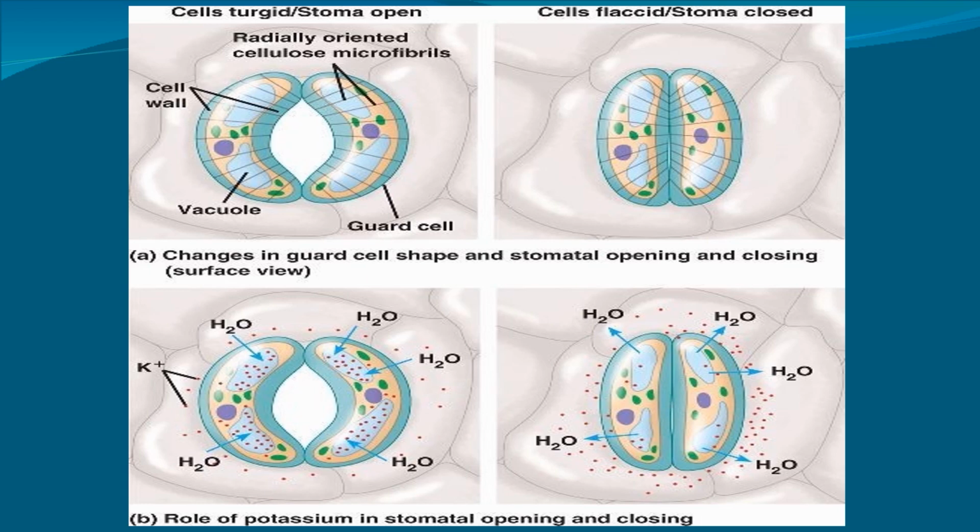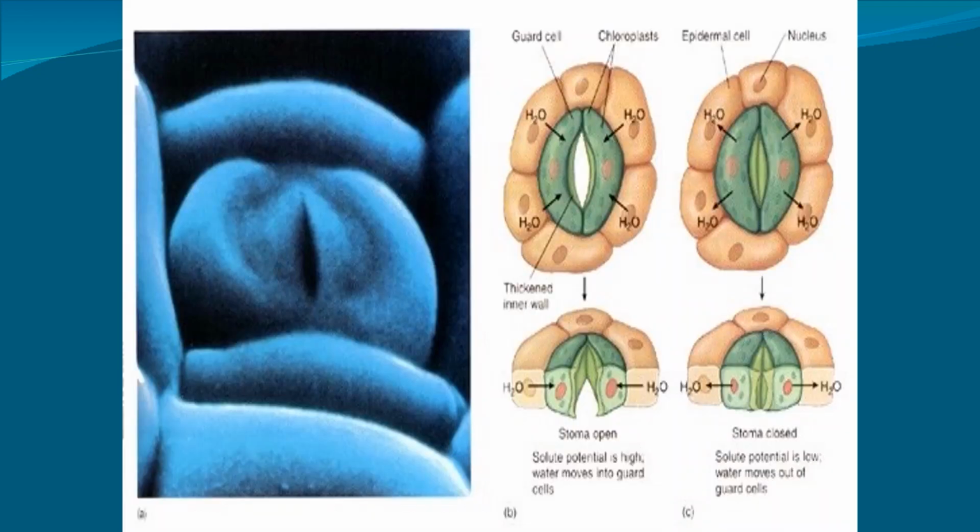And why do the cells become turgid? Because water enters inside through the guard cells. And why do the cells become flaccid? Because the water exits. So what controls the entry and exit of water? So look at the portion B, which says role of potassium in stomatal opening and closing.